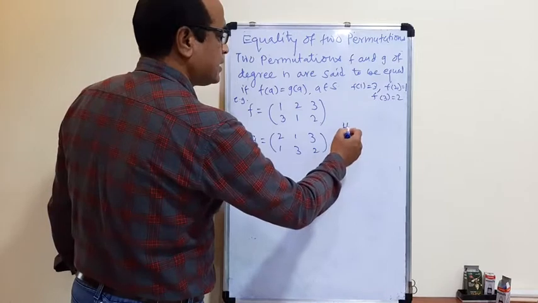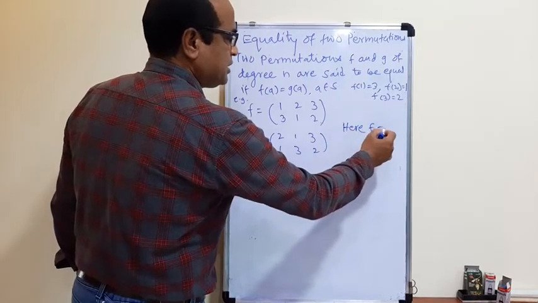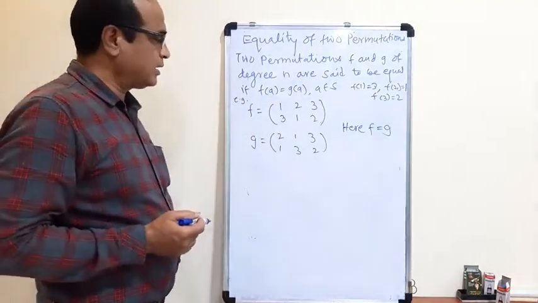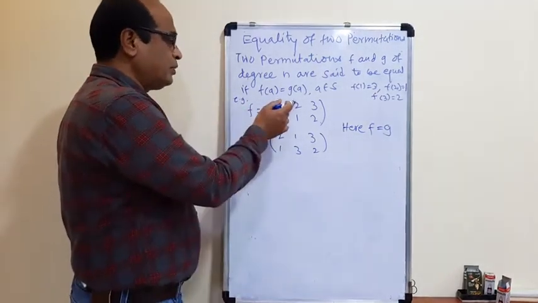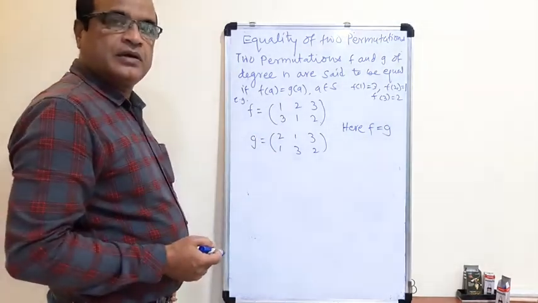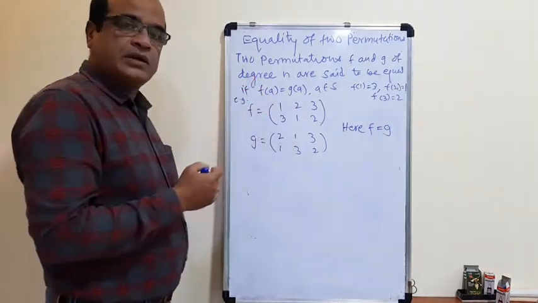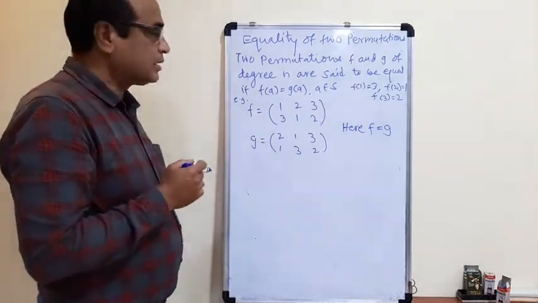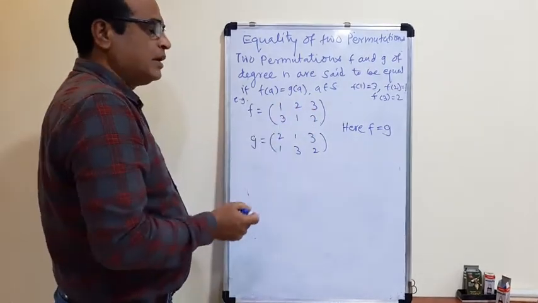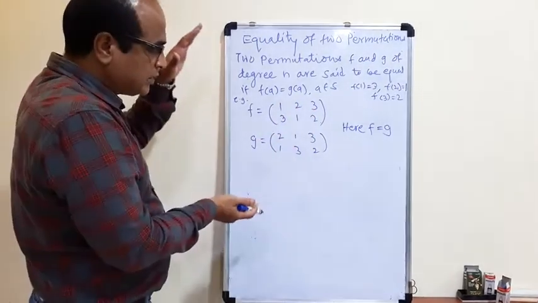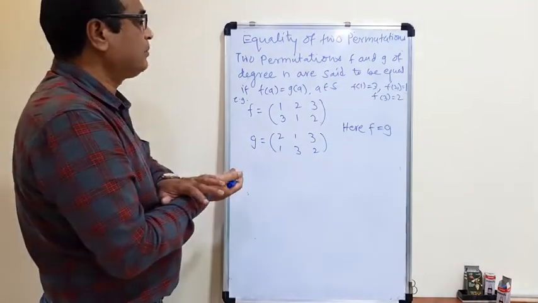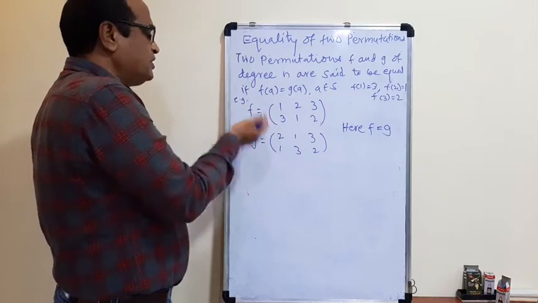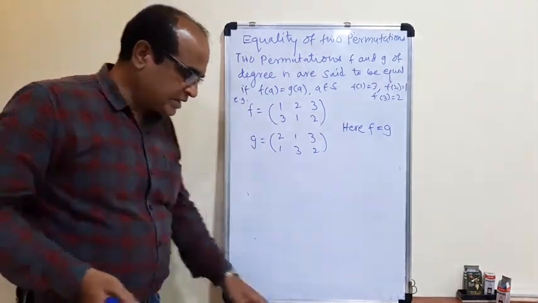Here F is equal to G. Why is it? Because F(1) is equal to 3, and here also F(1) is equal to 3. F(2) is equal to 1, and F(2) is 1 here also. F(3) is equal to 2, and here also F(3) is equal to 2. Hence the two permutations are equal. Means F(a) is equal to G(a) for all a. Hence the two permutations are equal.